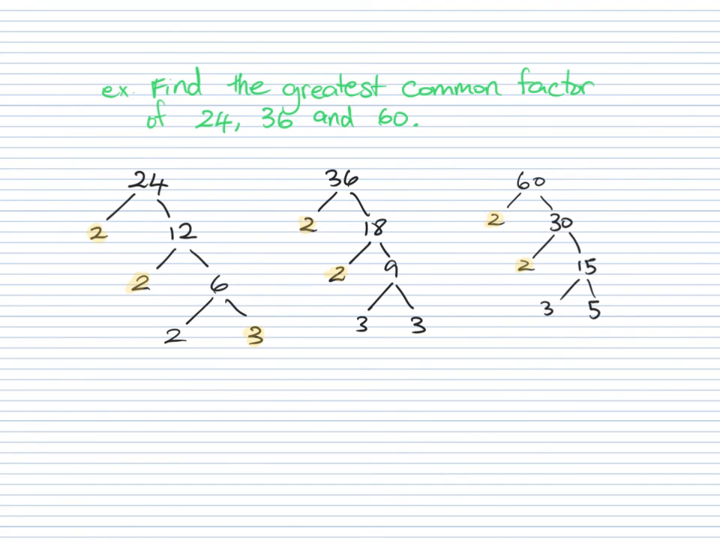We highlight the 3s, one 3 each, and we have an extra 5 over here that's not in common to all of these, so it doesn't matter. We have an extra 3 here, not in common to these, so that doesn't matter. What we have in common is two 2s and a 3. We have that in all of our trees, and so that will give us our greatest common factor. Our greatest common factor is 2 times 2 times 3, which gives us 12.